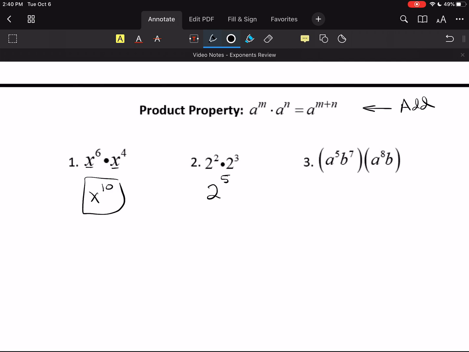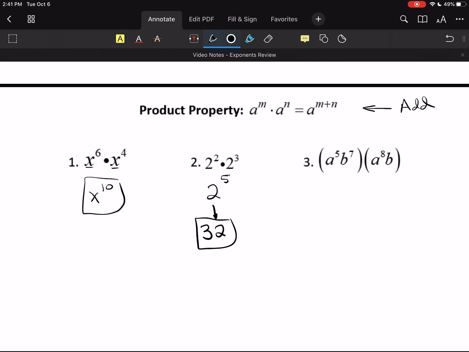Now, when the base is a number and it doesn't simplify into some gigantic answer, like 2 to the 5th is reasonable, okay, we want to make sure that we simplify that. And that would be 32. Now, if it was something like 2 to the 42nd power, I would just leave it as 2 to the 42nd, okay? So if it's within reason to simplify, do so.